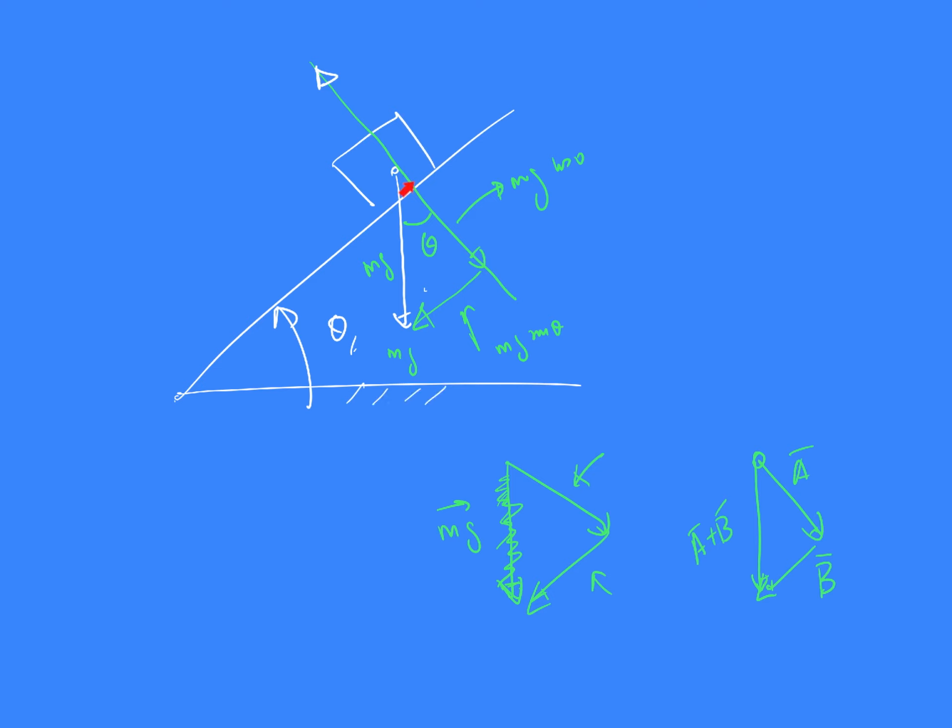This is mg cosine of theta. This is mg sine of theta. This is the force that accelerates the body downwards. And because sine of theta is smaller, the acceleration is smaller than g.